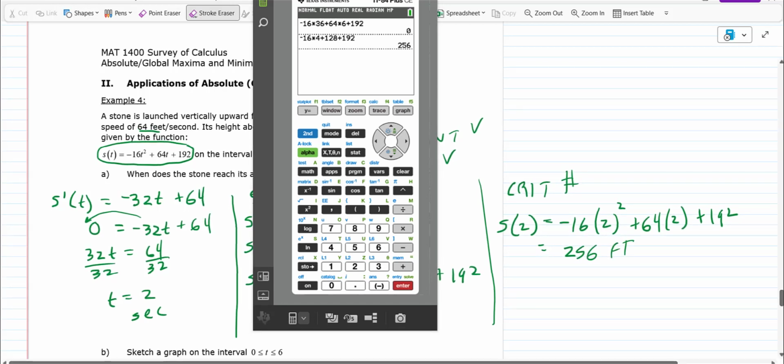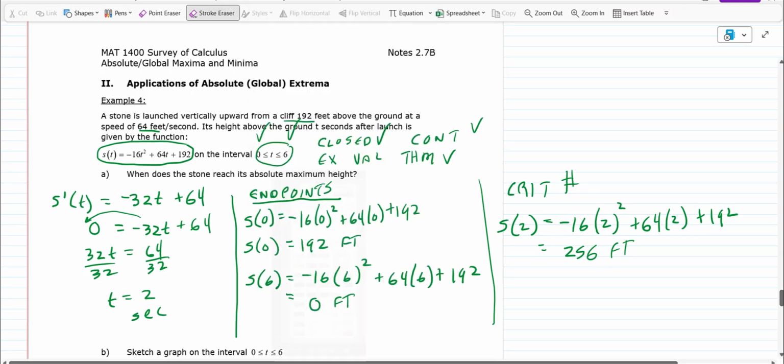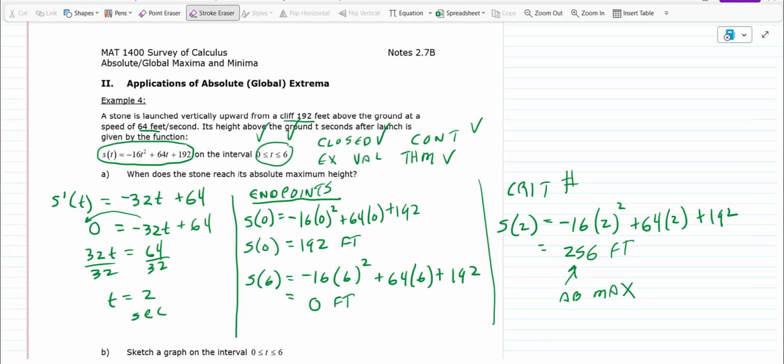Okay, so what does that mean about that then? Is that the absolute max? Yeah, that's just the high point where that happened. So this right here is your absolute max. The question says, when does the stone reach its maximum height? That will happen after 2 seconds. And then that height is just going to be 256 feet.